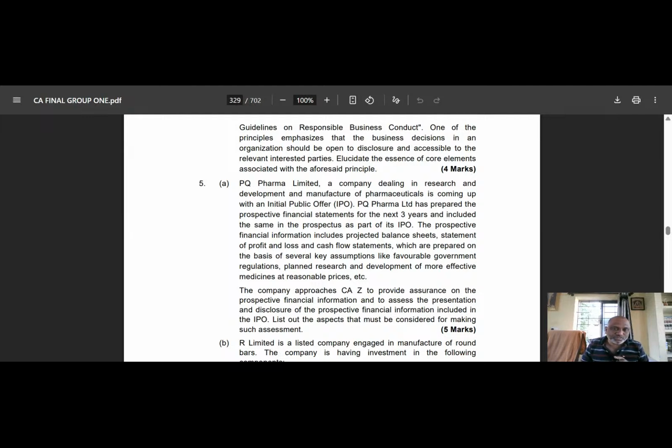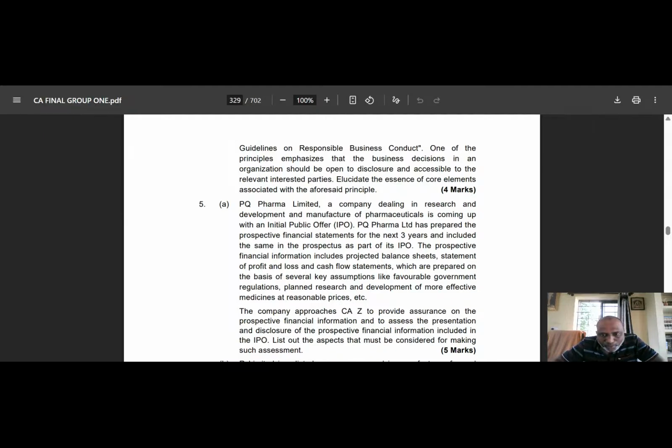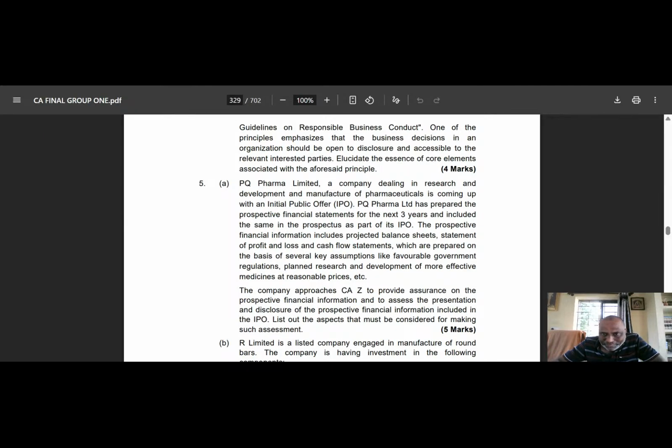Now, let's go to question number 5. PQ Pharma Limited, a company dealing in research and development and manufacture of pharmaceuticals, is coming up with an initial public offer. PQ Pharma Limited has prepared the prospective financial statement for the next 3 years and included the same in the prospectus as part of its IPO.